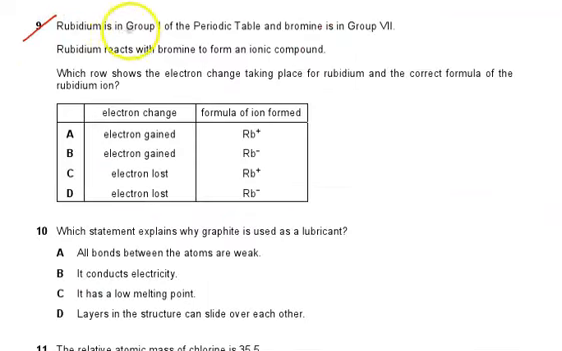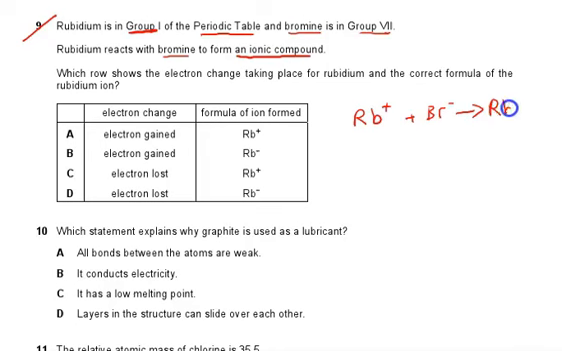Number 9: rubidium is in group 1 of the periodic table and bromine is in group 17. Rubidium reacts with bromine to form an ionic compound. When we write down the ionic equation, rubidium will be positive one and the bromine will be negative, and both of them combined will give you this equation.